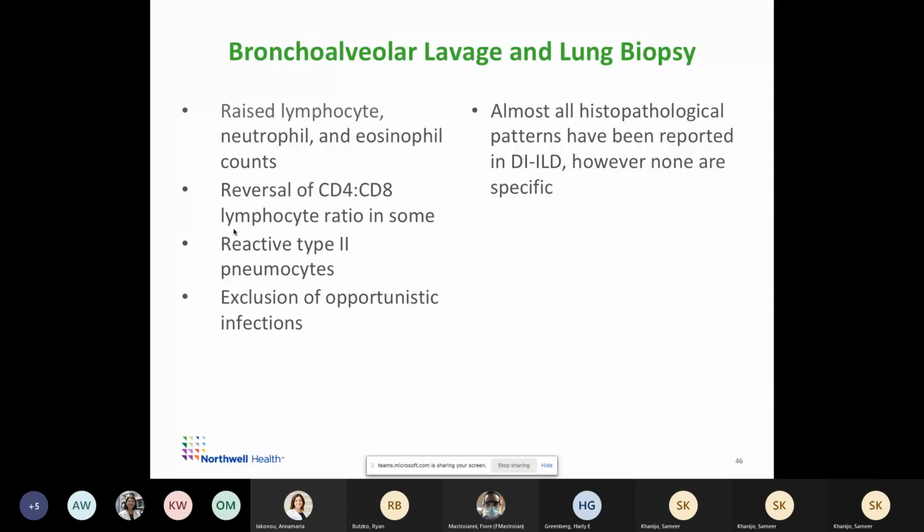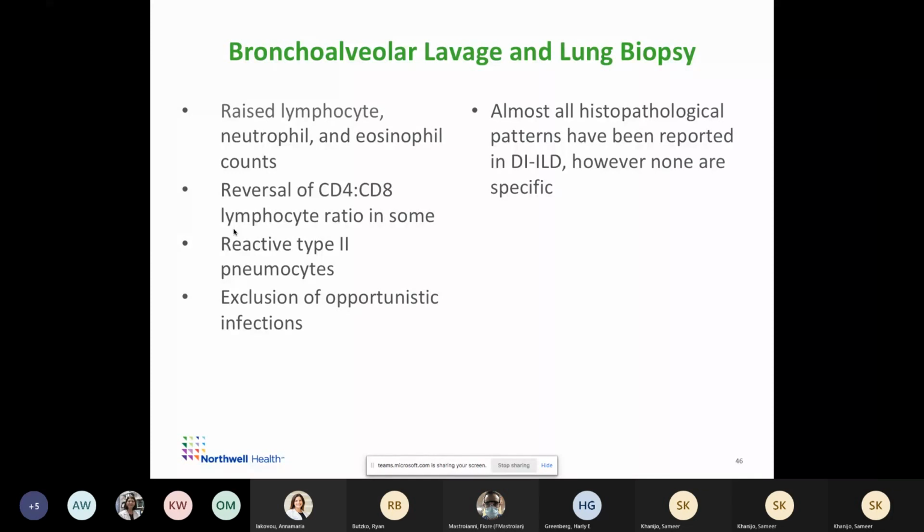So exclusion of opportunistic infections, exclusion of vasculitis. You may see a reactive type 2 pneumocyte hyperplasia. You may see some reversal of CD4, CD8 lymphocyte ratios. And in terms of biopsies, for this disease pattern itself, biopsies are probably less helpful because almost all histopathological patterns have been reported.